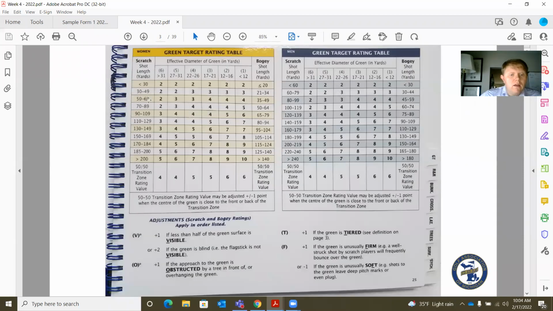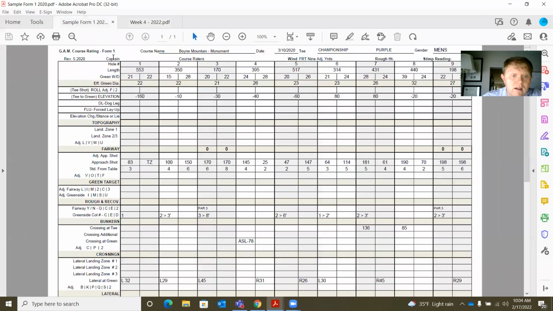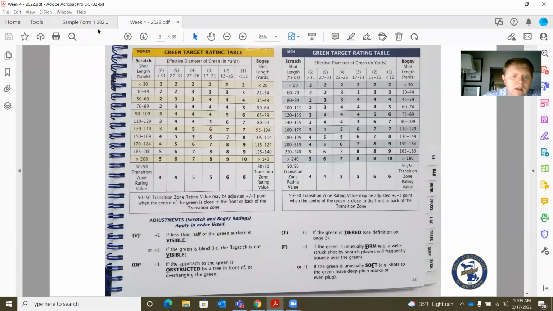All right, so let's just go ahead and start talking about some of these adjustments. We talked about the chart and kind of how it works. You can see there's a separate chart for both men and women. We look at our approach shot length for bogey and scratch. It's different, obviously, and we can look in the right column to get started. And then we look at this effective green diameter, which is on our Form 1 up here at the top. That's done by the measuring crew. And that allows us to get into the row. But then we have potential adjustments that we need to put in play as well.